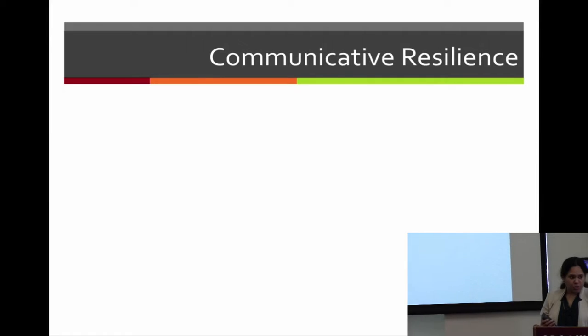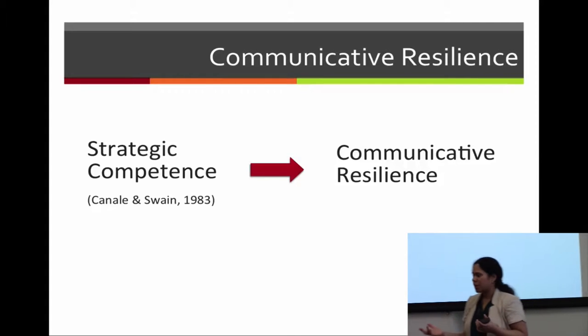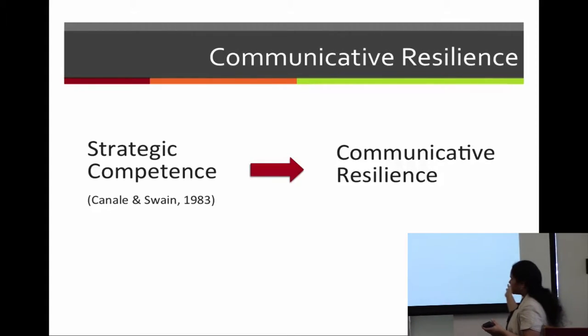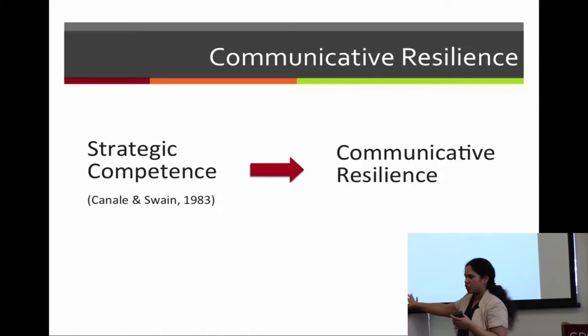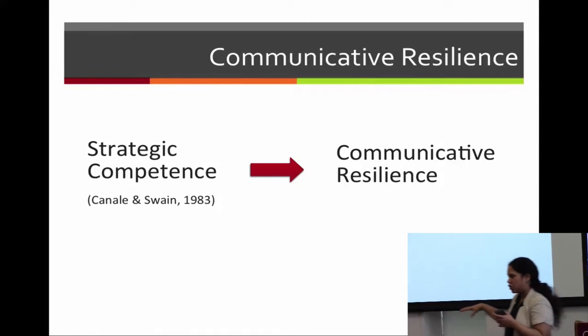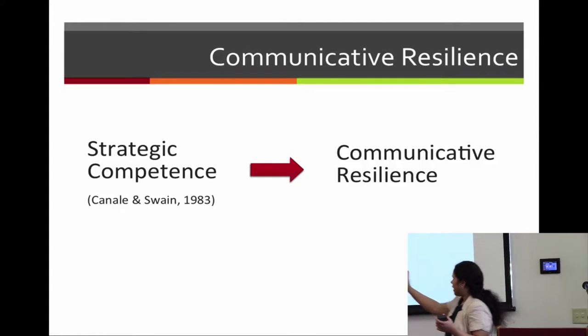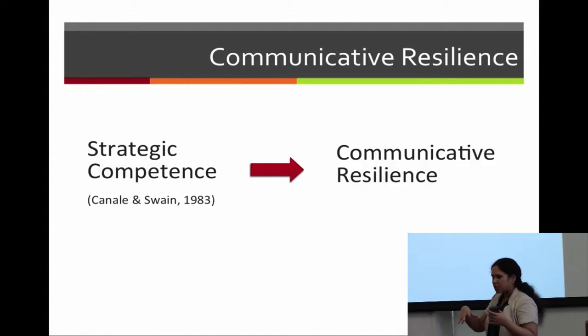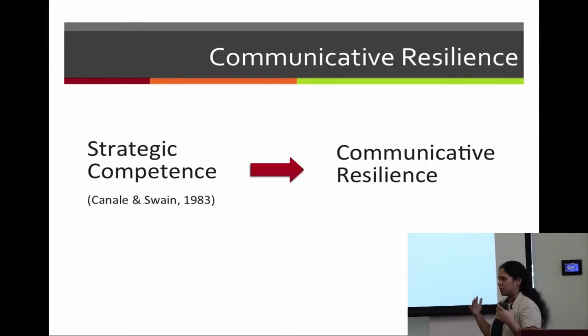Now, comparing communicative resilience to strategic competence put forth by Canale and Swain, one could say that communicative resilience is a result of strategic competence. So if a language learner is competent at drawing on communication strategies whenever necessary, then he or she can make sure that communication flows smoothly even in the face of interruptions. So one could say that strategic competence is the internal competence in a speaker, and communicative resilience is the external performance that happens as a result of being strategically competent.